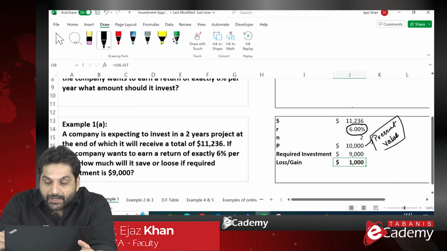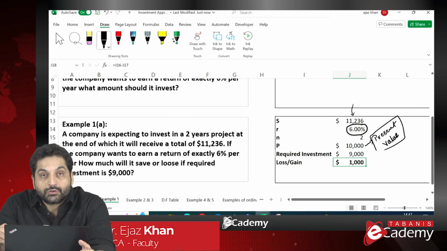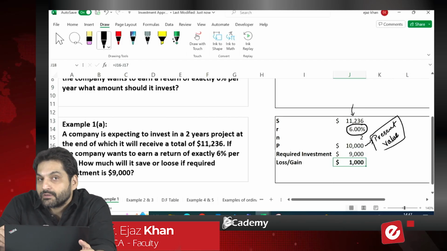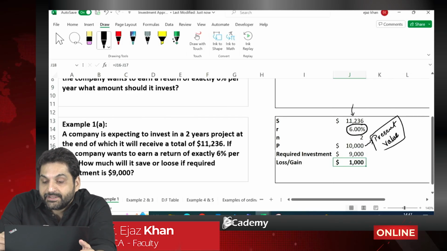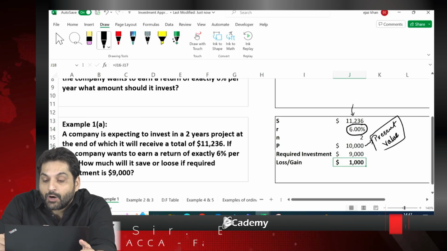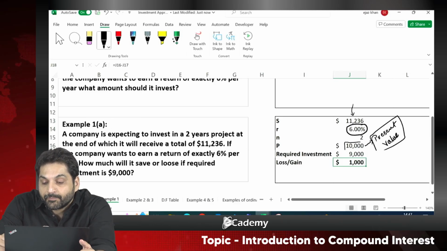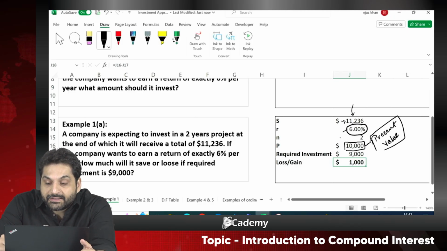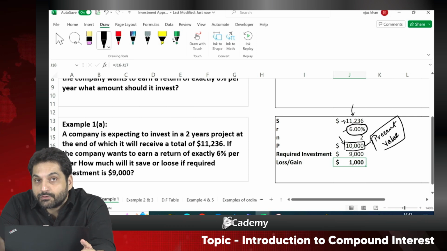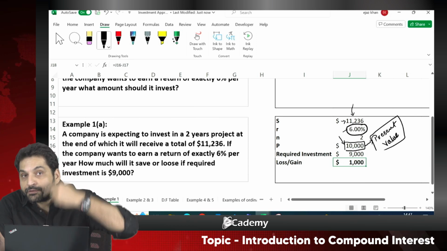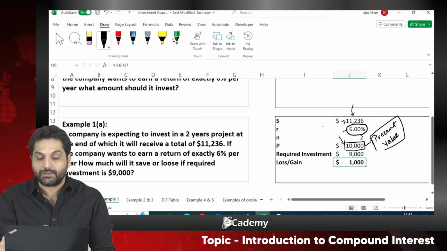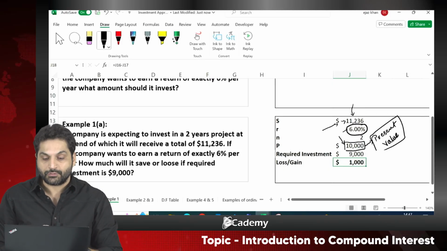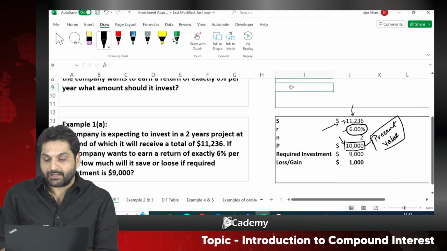As you all know that after 2 years we were told we will be getting 11,236, right? And with the help of this figure, we just calculated how much we should be investing today for this cash flow that we are going to receive in 2 years' time if we need 6% return. So we found that if we invest 10,000 today and we add 6% annually, this amount will be increasing to 11,236. Let's check it as well.